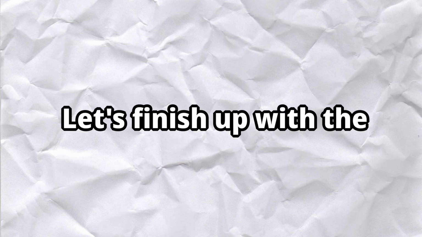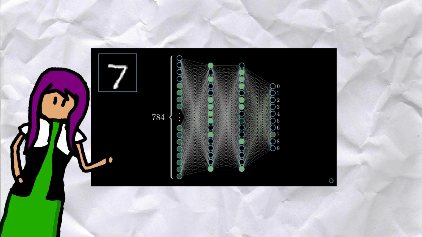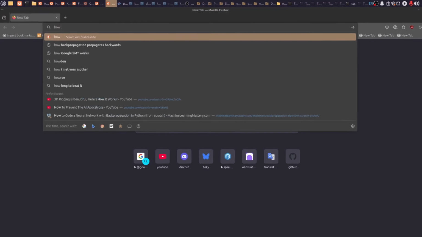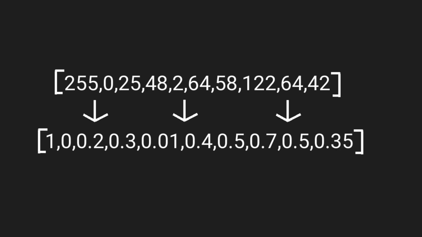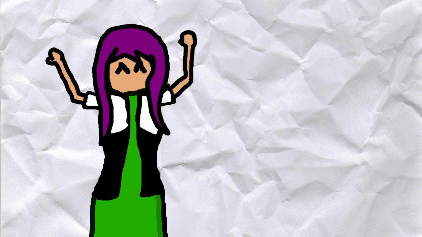Okay, let's finish up with the digit classifier. I stole the architecture from 3blue1brown, tested it and failed. After a minute of googling, I discovered that I should have normalized the input, basically turned the array of grayscale values in between 0 and 1. Running this yielded those results. And I'd say, good enough.